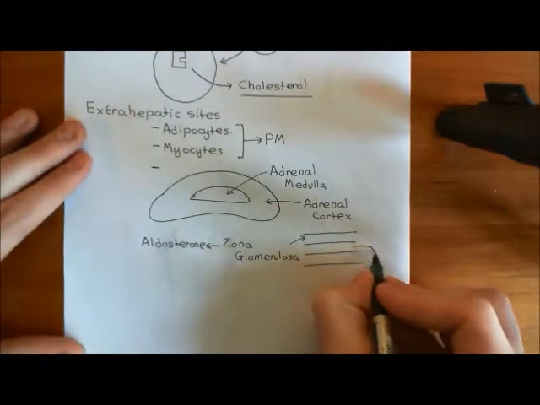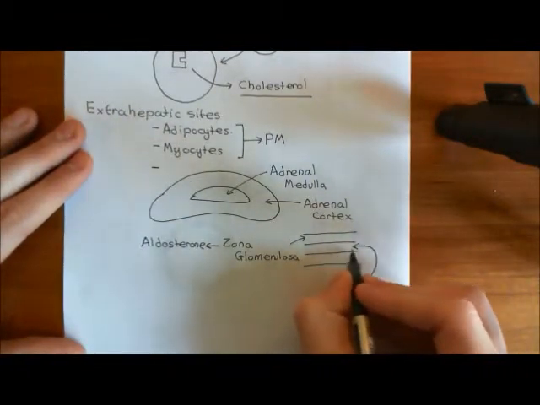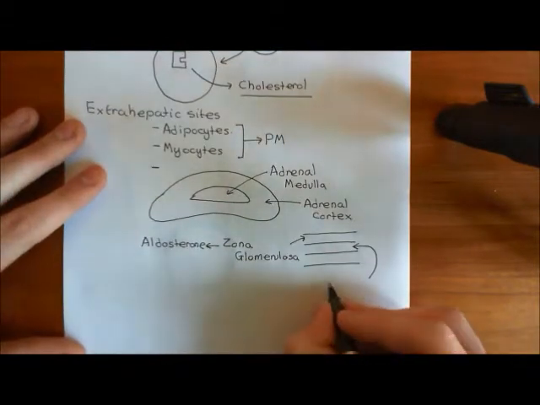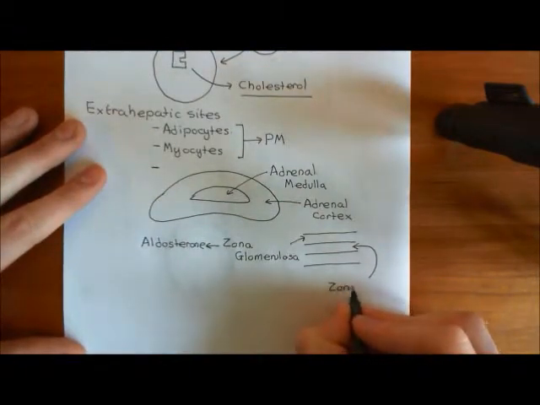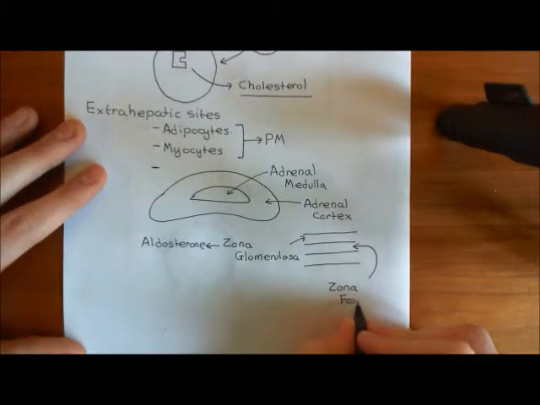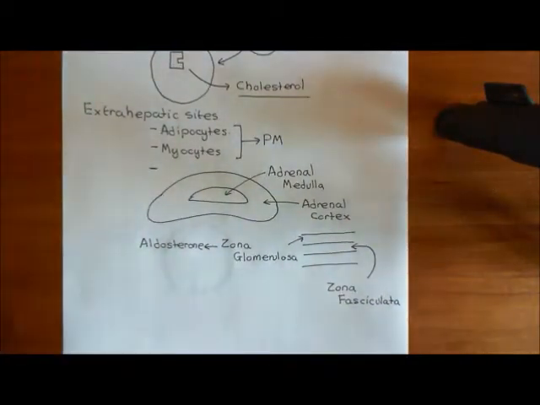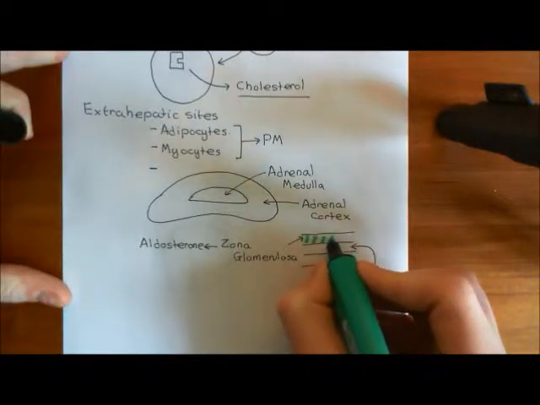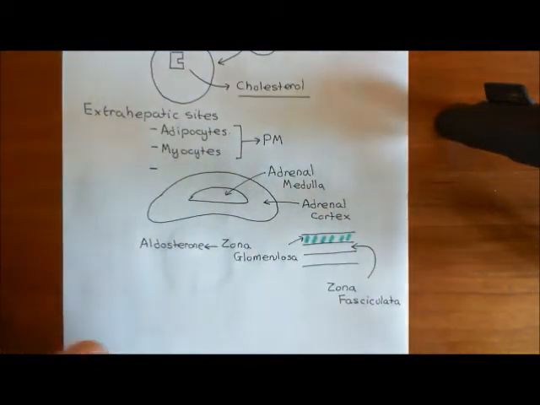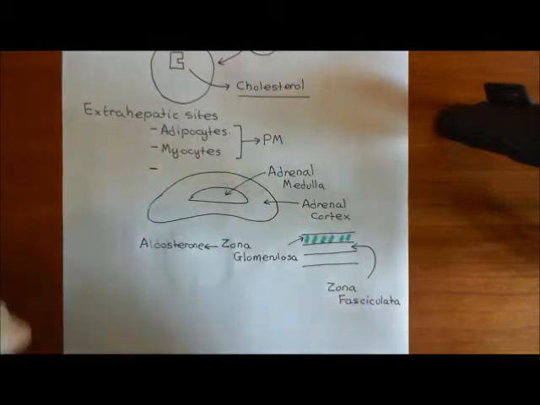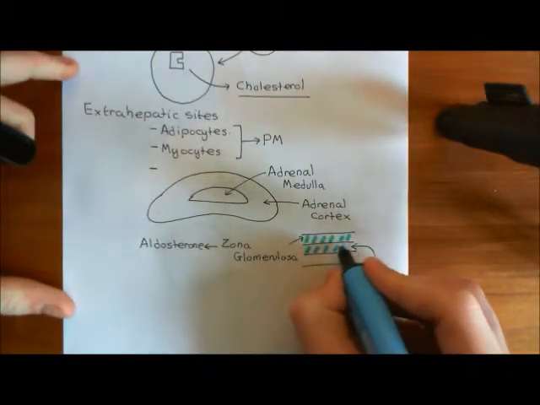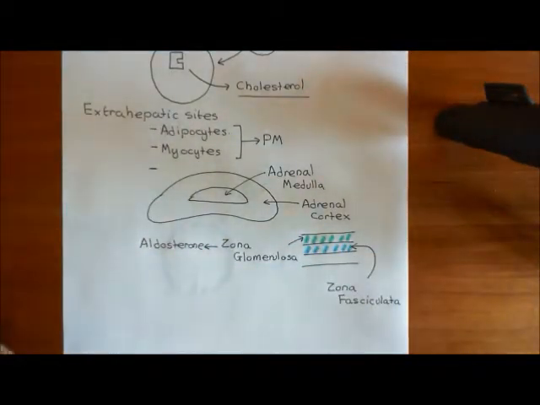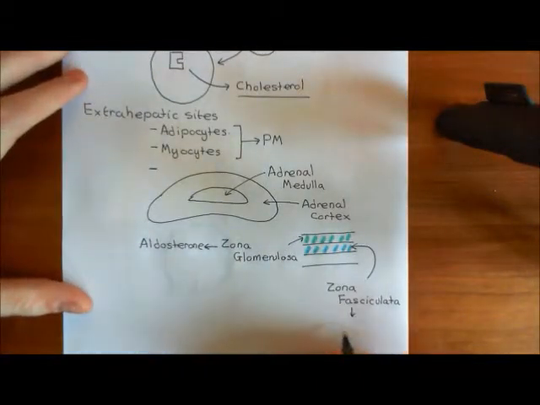Okay, then the middle layer of the adrenal cortex, this is called the Zona Fasciculata. And basically the Zona Fasciculata creates glucocorticoids, the major example being cortisol, or hydrocortisone as it's also called. So here is the Zona Fasciculata, and this creates the glucocorticoid cortisol.